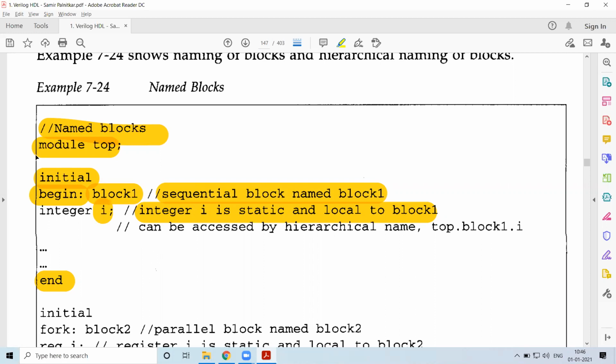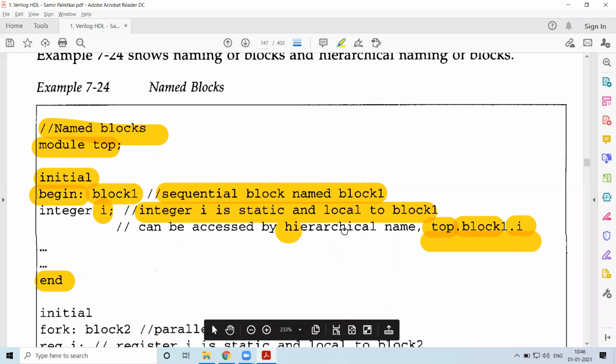So how do I go ahead? I specify this block is present in top module top. So here I write top. Under that top, what is there? We have block one. So top dot block one. And next after that, I want to access this variable. So it is top dot block one dot the variable. In that block one, I want to access this variable. So this is how you access it.